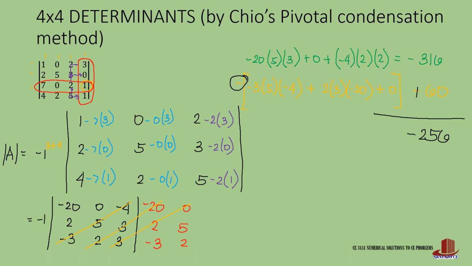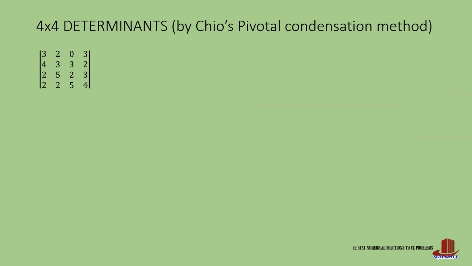Now, do not forget that we still have our multiplier from the scalar. The determinant of A is negative 1 of negative 256, which would still be taken as positive 256.